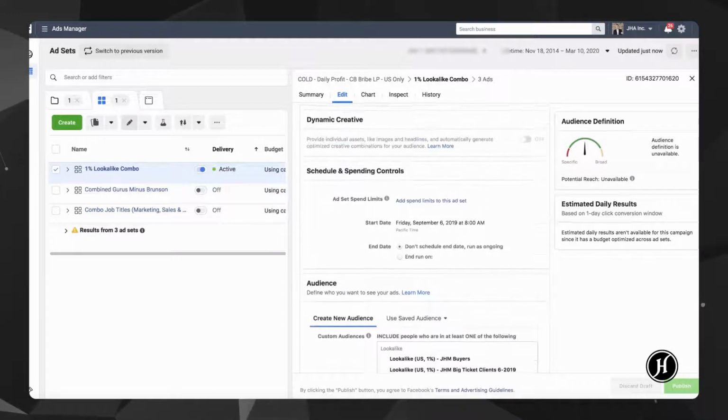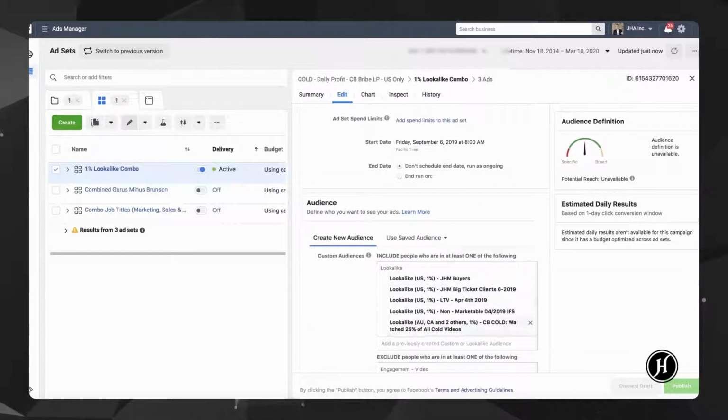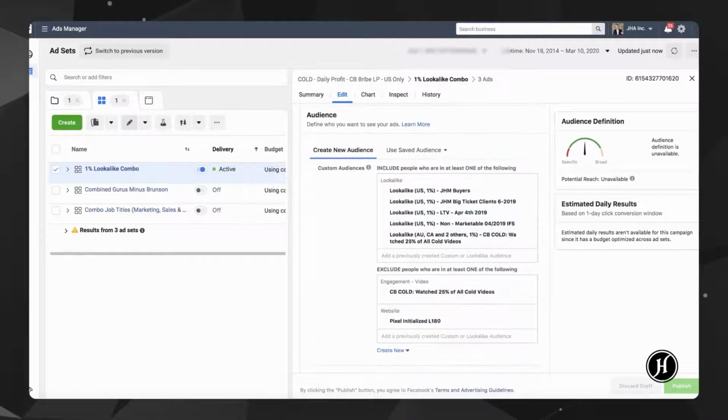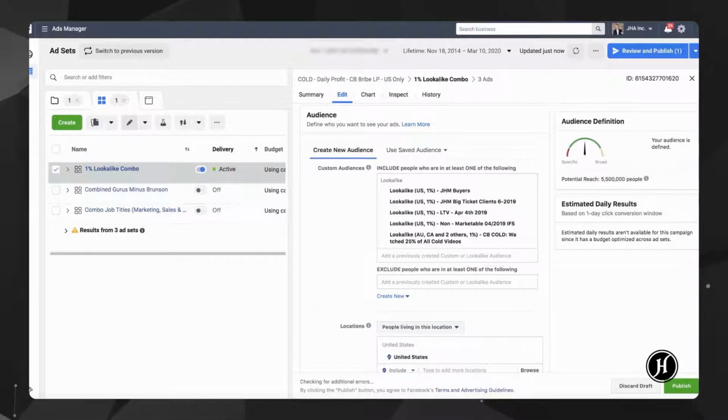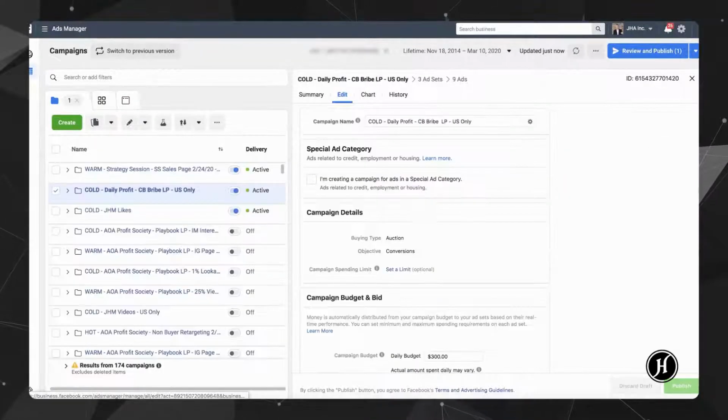So now this audience is pretty big. It doesn't give us the estimate right here because I've got these exclusions on here. It says 5.5 million people, so that's a big audience. And if we use my rule of thumb, where we can spend $10 per day for every 10,000 people in the audience, then in theory this audience should support up to a $5,500 a day budget without having any problems keeping KPI. That allows me to then look at what my current budget is, which is $300 a day.